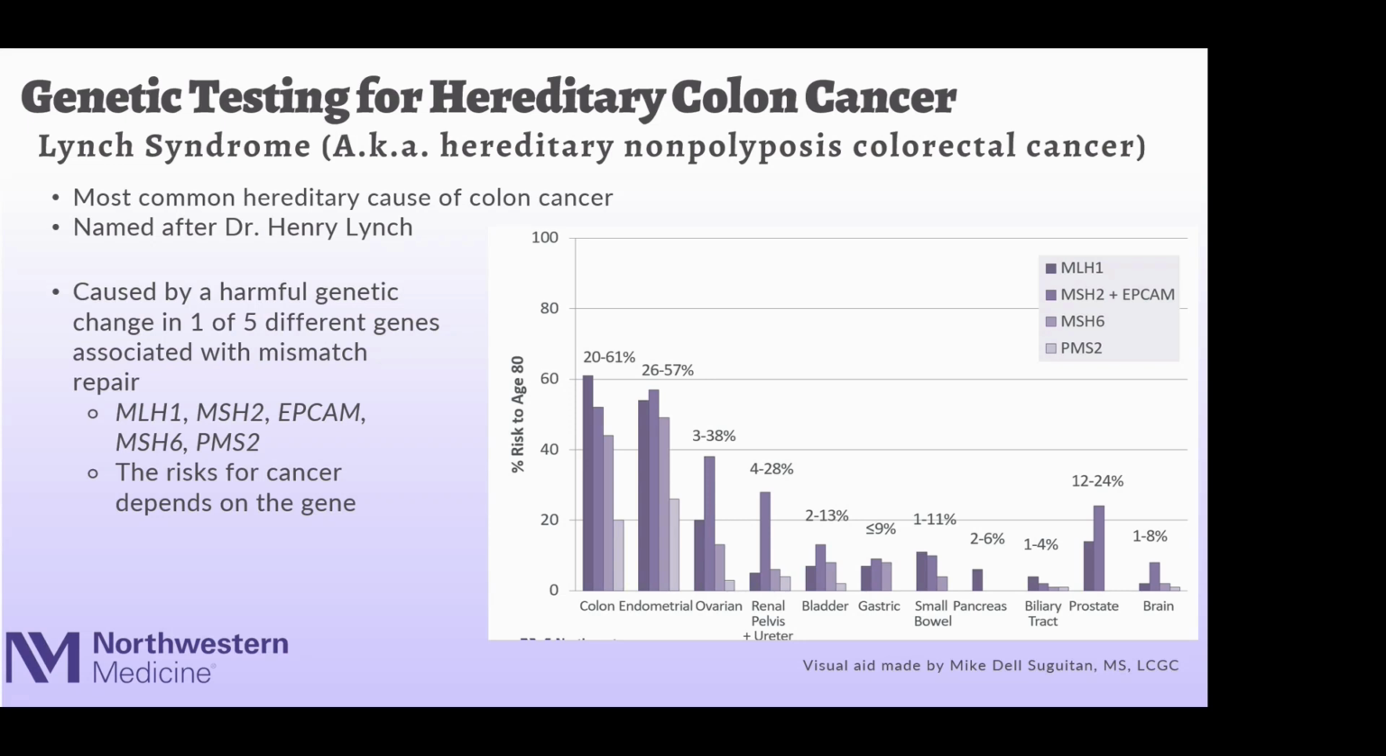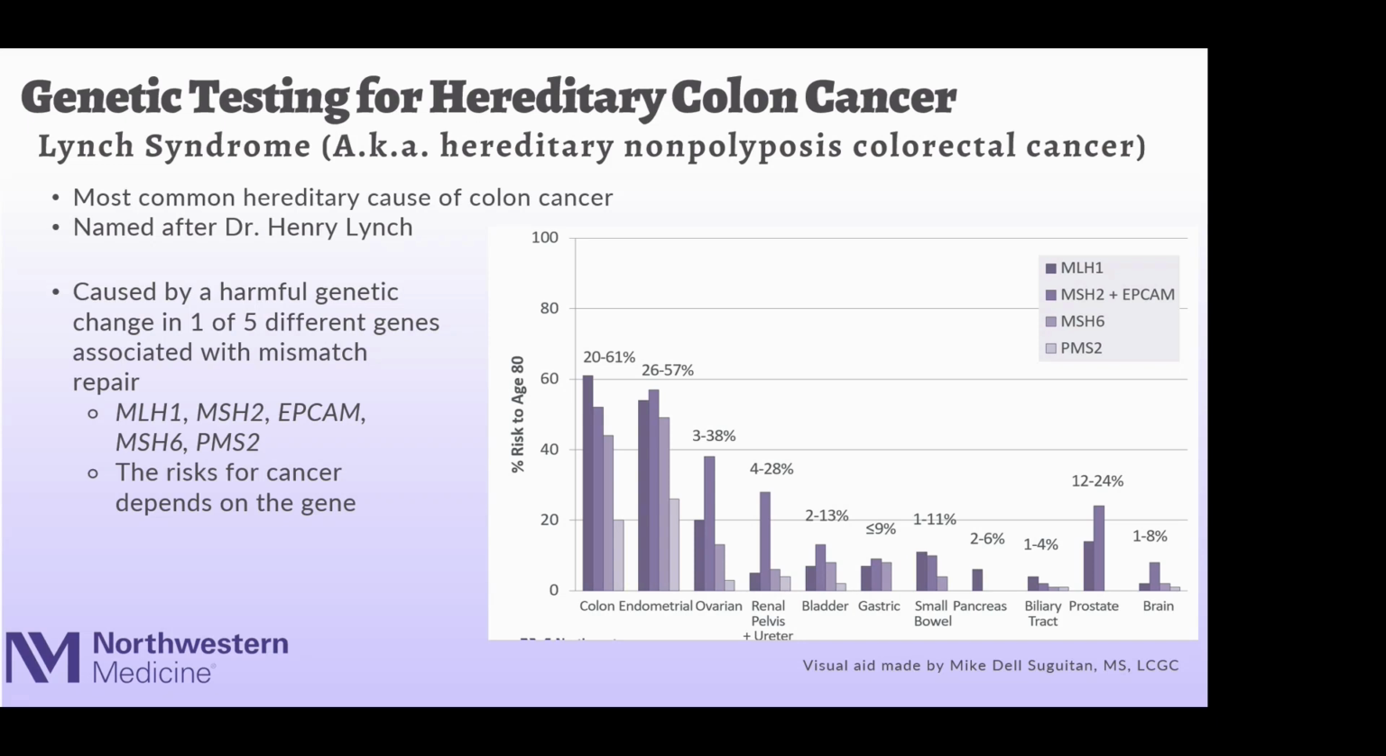For the cancer risk, I have the typical cancers that are associated with Lynch syndrome. The highest cancer risks, and I should say that the 5 different genes that are typically associated with Lynch syndrome all have varying different cancer risks associated with them. So that's what this image is trying to show. But the highest cancer risks are typically associated with colon cancer for both males and females, and then uterine cancer for females.